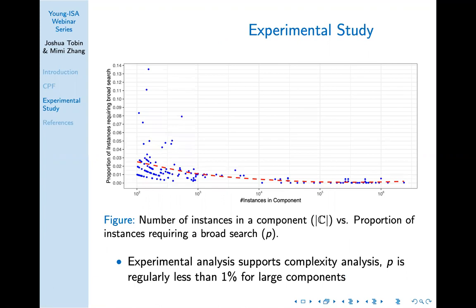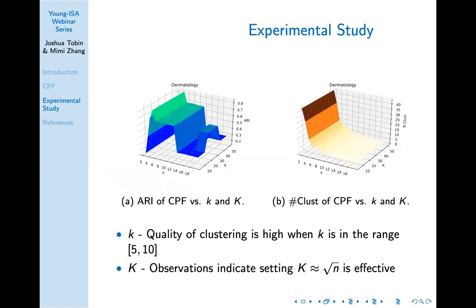Here's some material about the validation of that proportion P. We can see that the proportion of instances which require that broad search is low and stuck under 1% as the number of instances increases, which supports the complexity analysis which I talked about previously. And then there's a small bit about parameter estimation here.